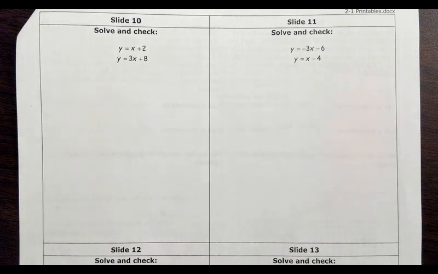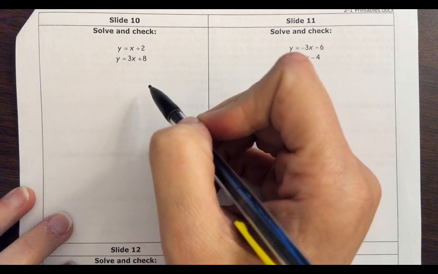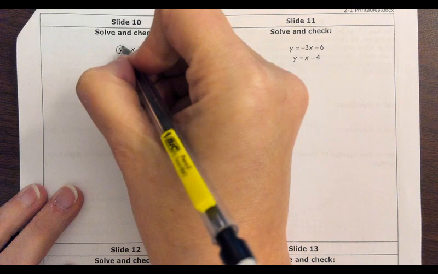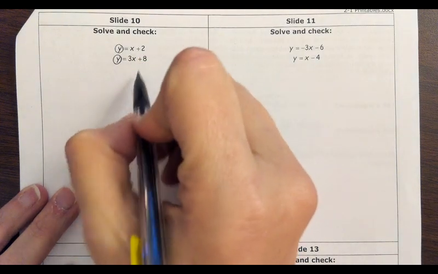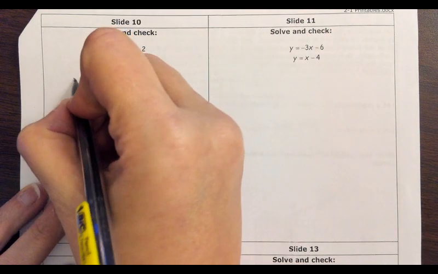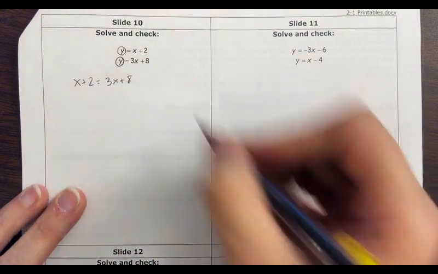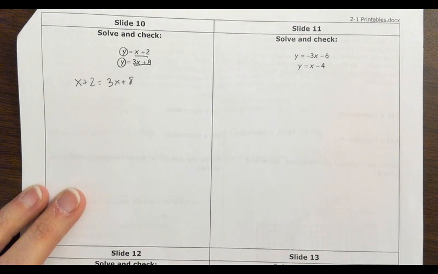All right, so let's take a look at this first example. The first example says y equals x plus 2, y equals 3x plus 8. So I can do setting equal because I have two equations that both equal the same thing. So they both equal each other. Okay, so if y equals x plus 2 and y equals 3x plus 8, then x plus 2 equals 3x plus 8 because they're both equal. I can set them equal to each other because they equal the same thing.